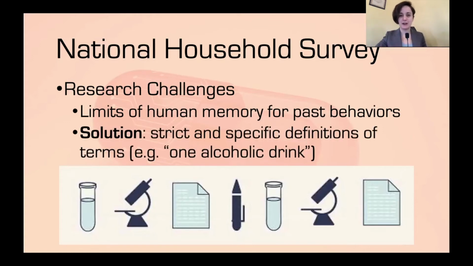So the way that they got around this challenge is through having very, very specific definitions of terms and sticking very closely to those terms across surveys. So, for instance, one alcoholic drink might be defined as basically one shot of hard liquor, so that's an ounce and a half of hard liquor, or 5 ounces of wine, or 12 ounces of beer. And all of those contain an approximately equivalent amount of alcohol.